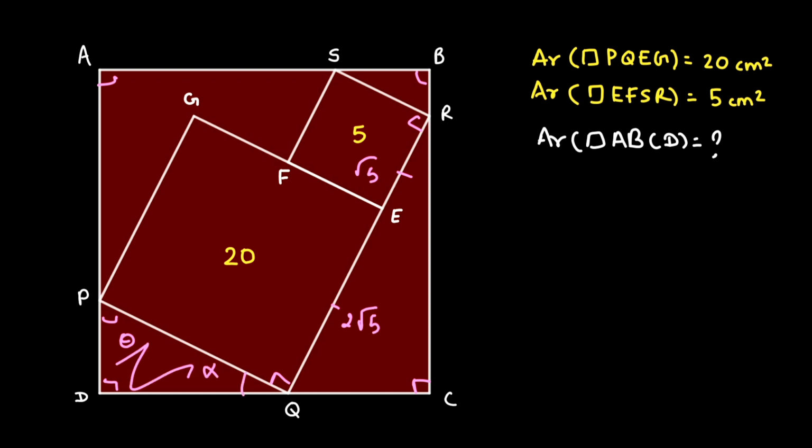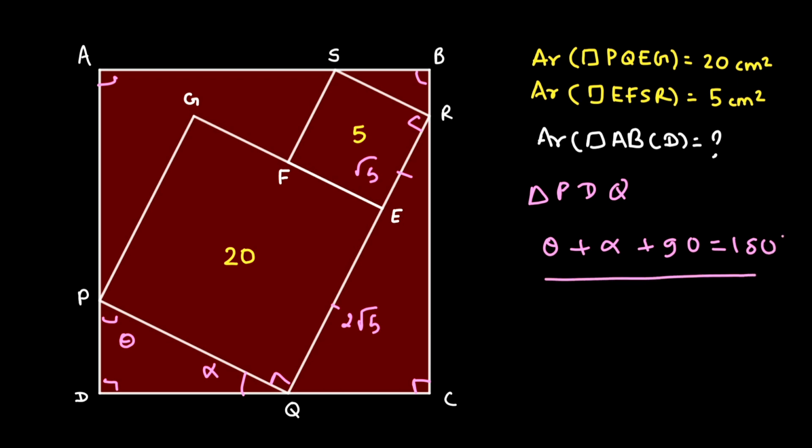For this right angle triangle, we have three angles, theta, alpha and 90 degree. So therefore in the triangle PDQ, we can say that theta plus alpha plus 90 degree is going to be 180 degree, and this is because of the angle sum property that says that the addition of all the three angles of any triangle is always 180 degree. Okay, so keep this equation as it is because it is very useful.